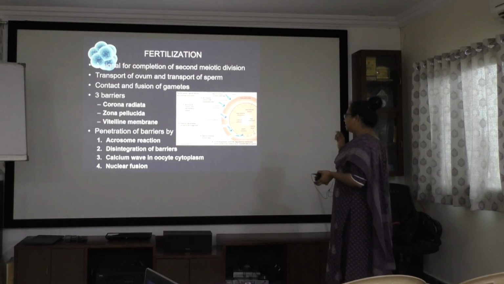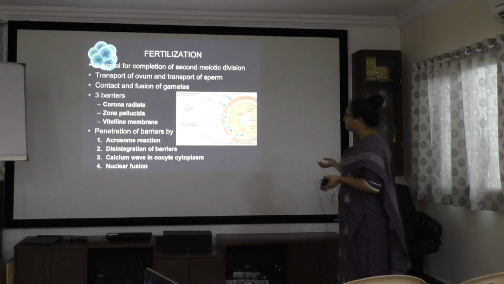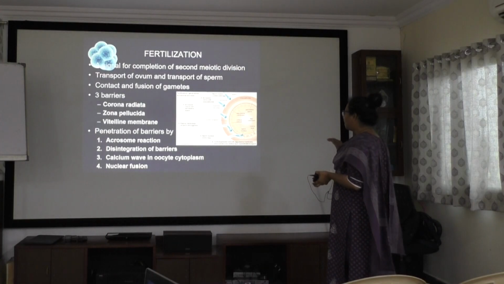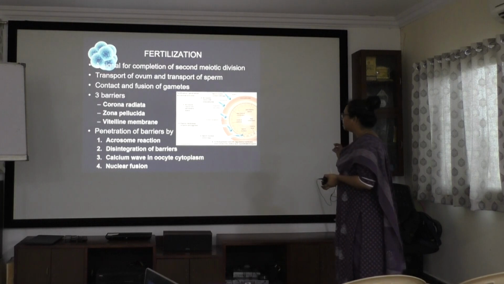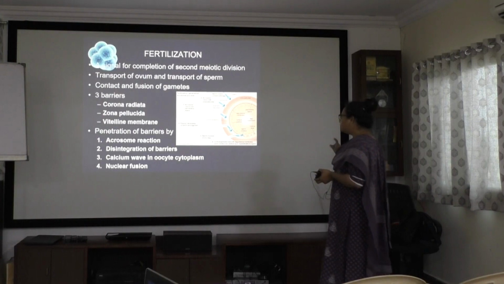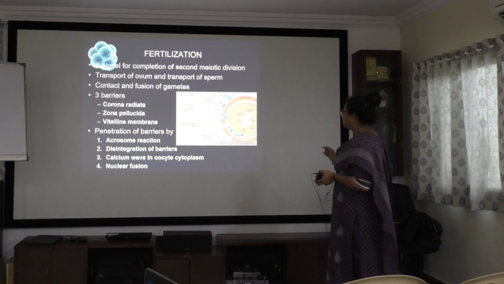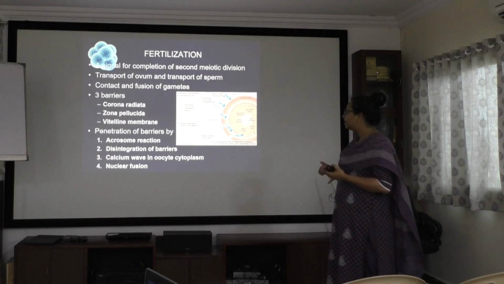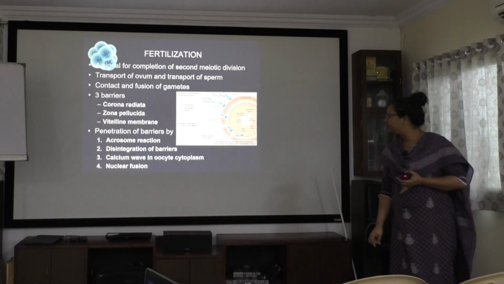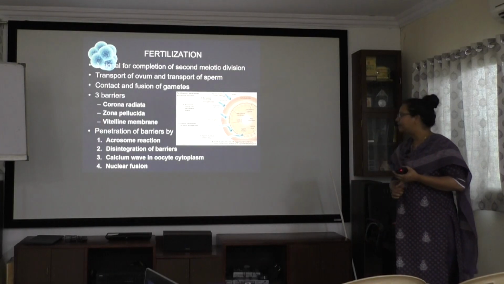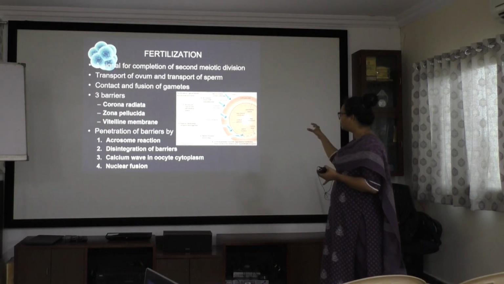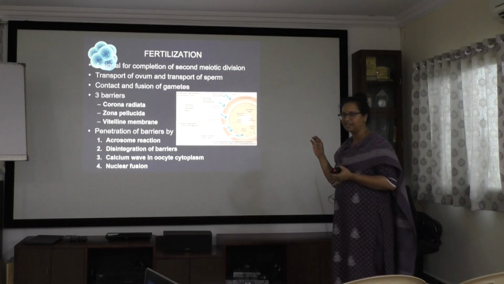Once the sperm comes in contact with the ovum, it has to penetrate through three barriers: the corona radiata, the zona pellucida, and the vitelline membrane surrounding the oocyte. This penetration takes place by the acrosomal reaction. The acrosome contains a few enzymes such as hyaluronidase, proteolytic enzymes, and acrosin. Hyaluronidase is released once it comes in contact, and the corona radiata cells are disintegrated.